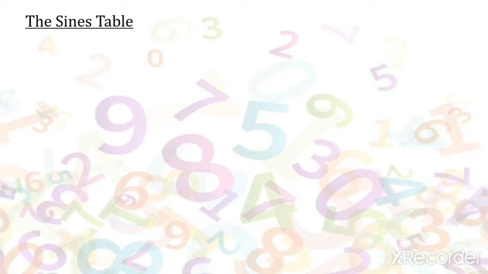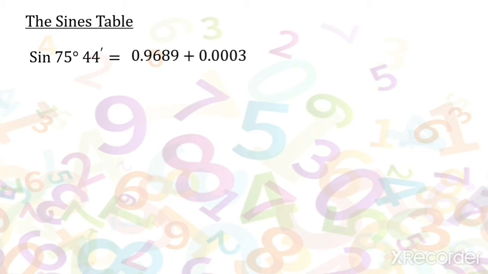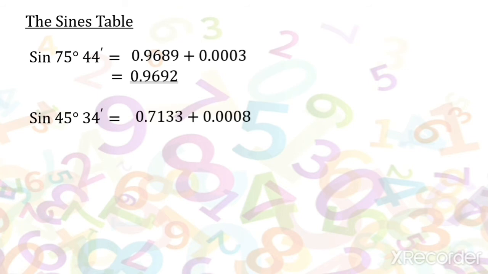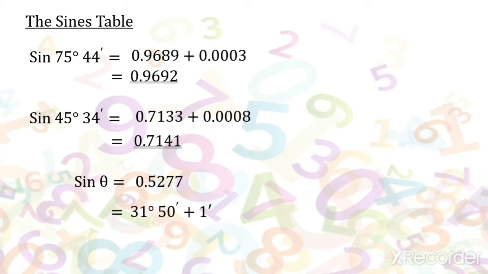So for the sines table, again you have to turn to the natural sines page and check where is 75 degrees and 44 minutes. You have to follow the same method that you did on the tangents table. Then you will be able to find this value. For sine 45 34 also you have to do the same thing. And if they have given sine theta as a value, then if you want to find the angle, you have to follow the same steps like you did in antilog.